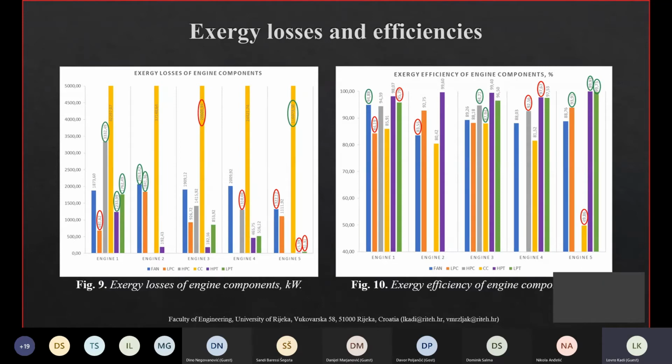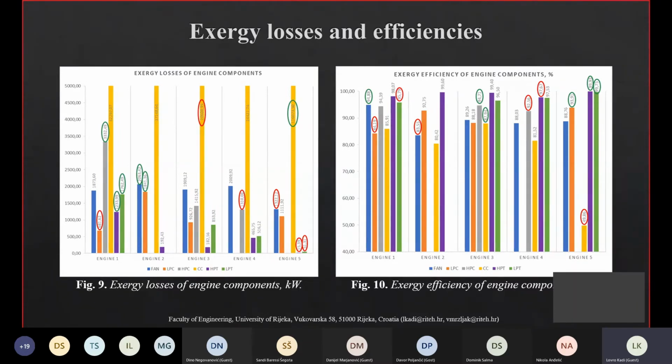Now we are done with energy analysis. We are moving on to exergy analysis of engine components, for which the results are shown here on figures 9 and 10. The fan with the biggest exergy loss was in engine 2, while the fan with the smallest exergy loss was in engine 5. Low pressure compressor with the biggest exergy loss could be found in engine 2, while the one in engine 1 had the smallest exergy loss. High pressure compressor with the biggest exergy loss was in engine 1, while engine 4 had high pressure compressor with the smallest exergy loss.